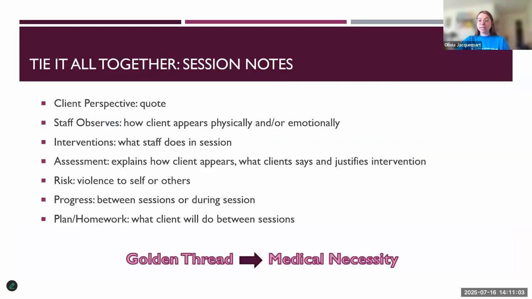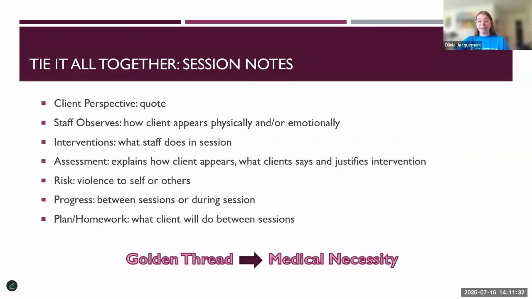So when completing those session notes, here are all the items that need to be addressed. We need to have the client's perspective, or those subjective findings, with quotes, the staff observations, or those objective findings, how the client appears physically and/or emotionally. We need the interventions, what the staff does in session. We need to do the evaluations, such as the MSE, the mental status exam, which explains how the client appears, what the client says, and justifies the intervention.